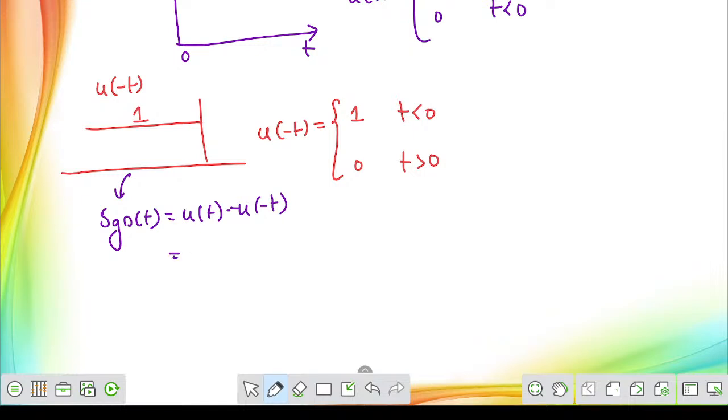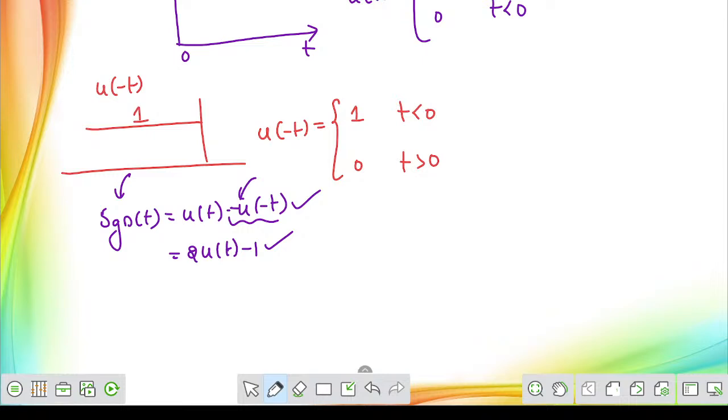This can also be defined as twice of u of t minus 1. Either you can define it like this or like this. Both are correct. So the function signum of t can be defined in terms of the step signal. That is what you have to remember.